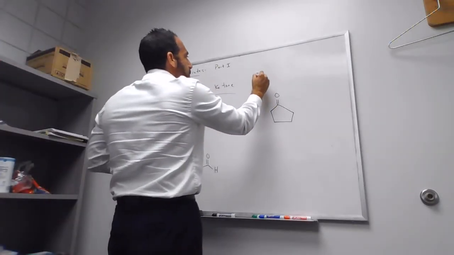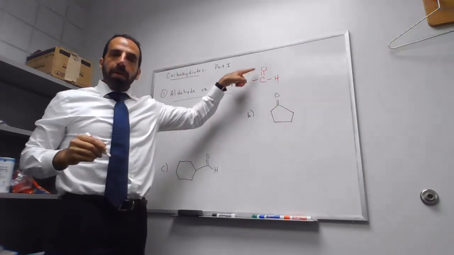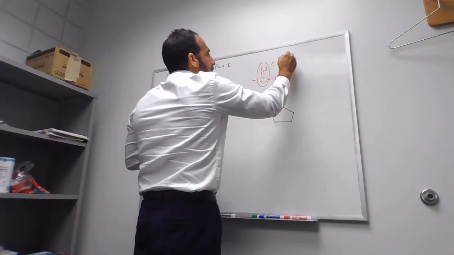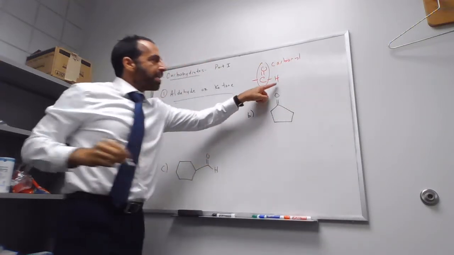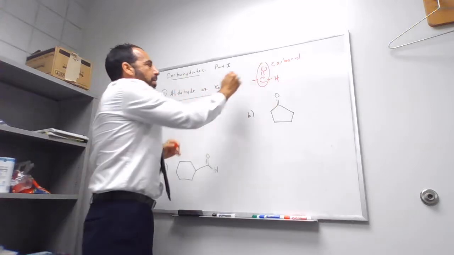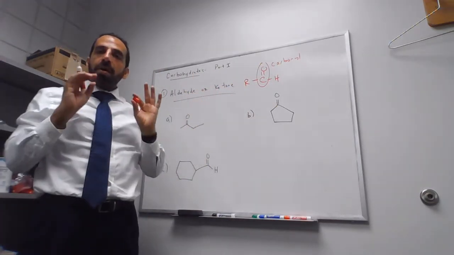Aldehyde has this. So we do an aldehyde. They all contain a carbonyl group. So this is a carbonyl. But it has a hydrogen attached to that. So it has a hydrogen attached on one end, and then the other one could be an R. So that's an aldehyde.